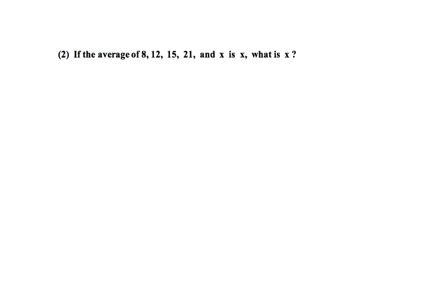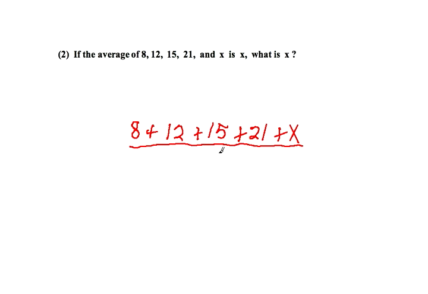Next problem. If you want to try this on your own before seeing the solution, you can pause the screen now. In this problem, they're asking if the average of 8, 12, 15, 21, and x is x, what is x? So we start with the basic rule, which is the sum divided by the number of items. So the sum, we do 8 plus 12 plus 15 plus 21 plus x, and we have 5 items, and the average is x.